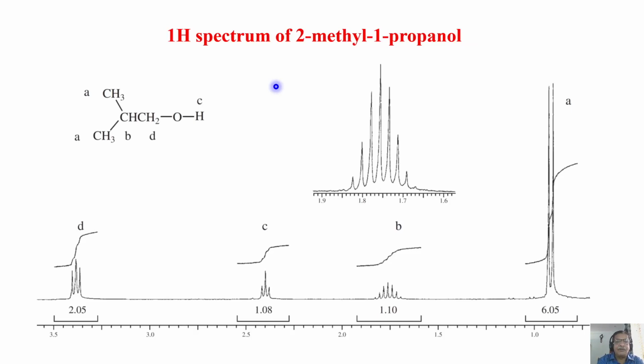This is a simple molecule. It is a proton spectrum of 2-methyl-1-propanol. This spectrum is taken from the Pavia book, edition 4. Look at this one. This is the structure of the molecule.